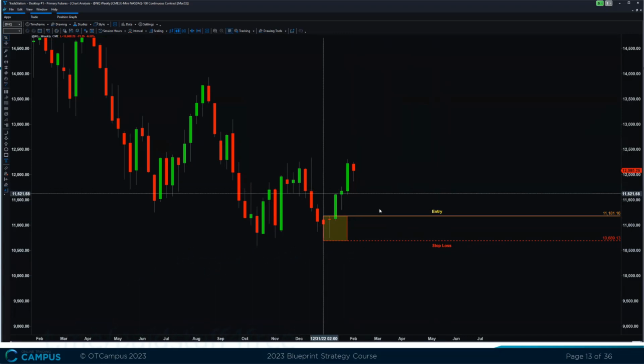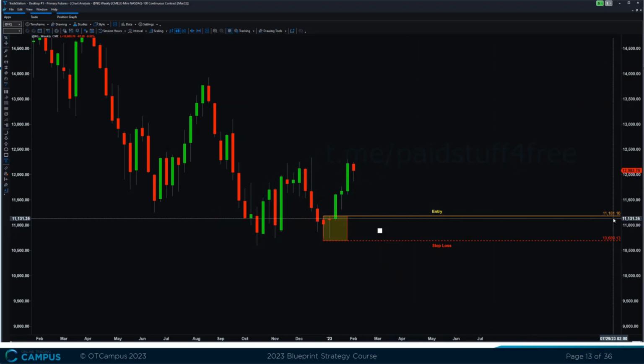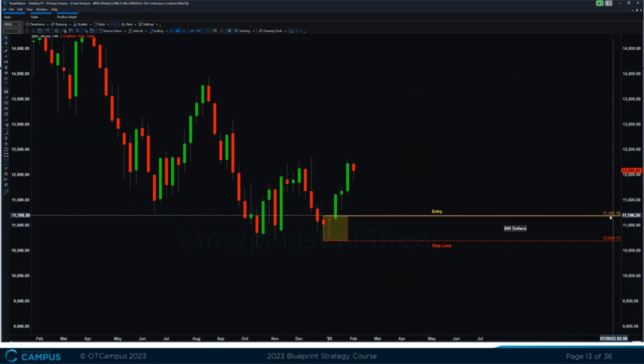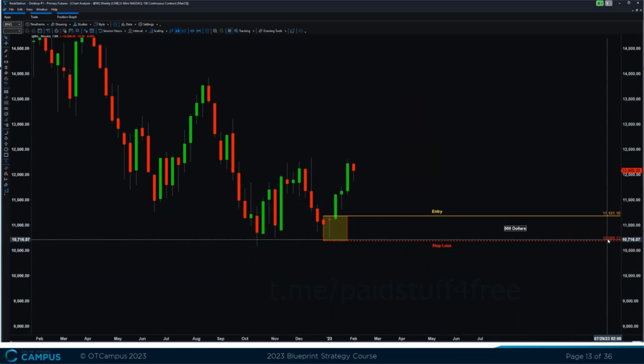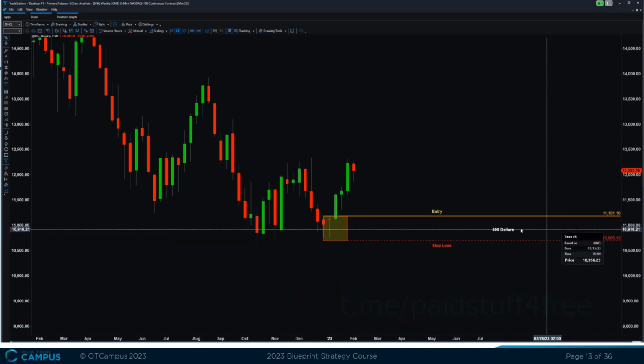Now the question is, of course, what is the risk? Now, of course, you could say, okay, here we go. The risk would be, well, from 11,181 to 10,689. So that would be roughly 500 points or dollars, right? Which is 11,200 to 10,700 roughly, so it would be $500. That would be a risk in terms of the dollar amount here.